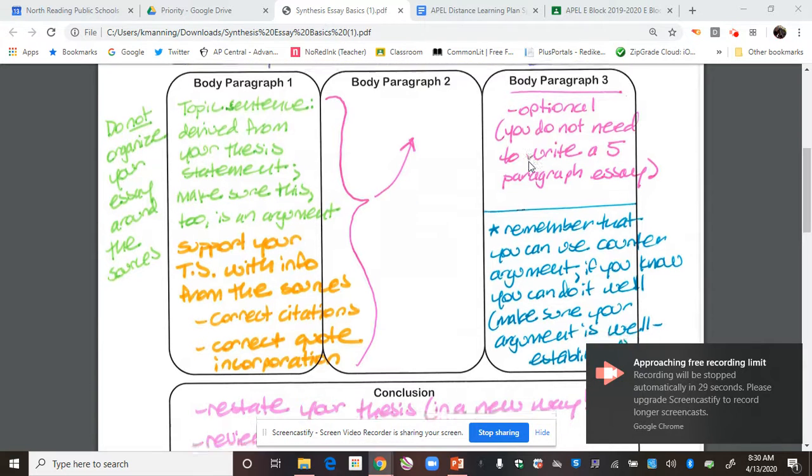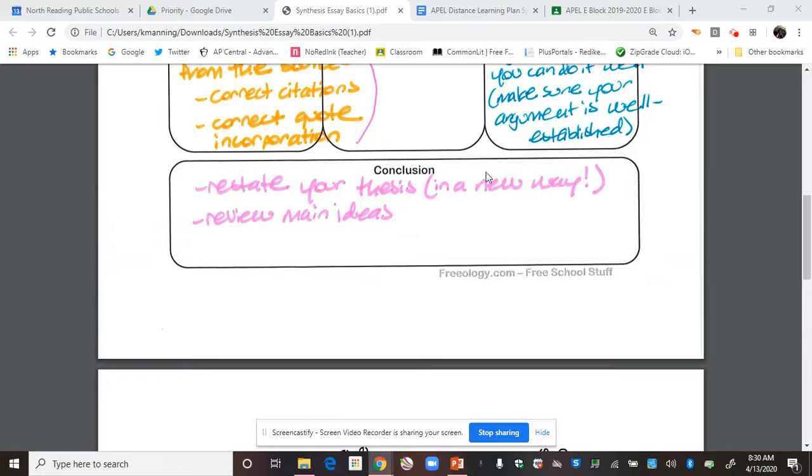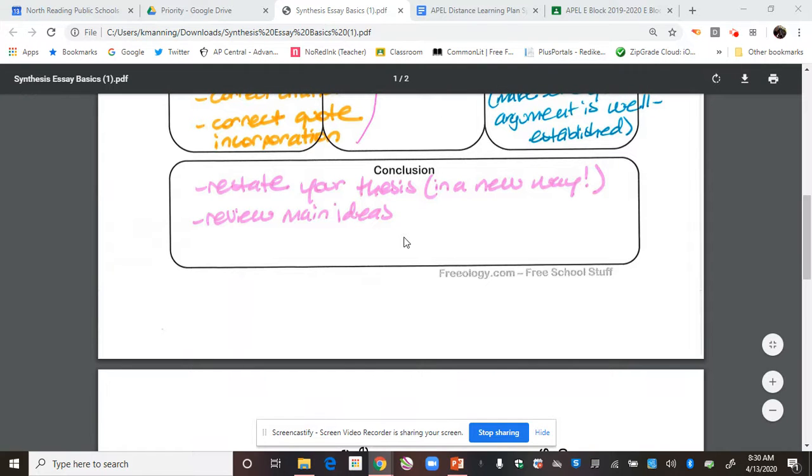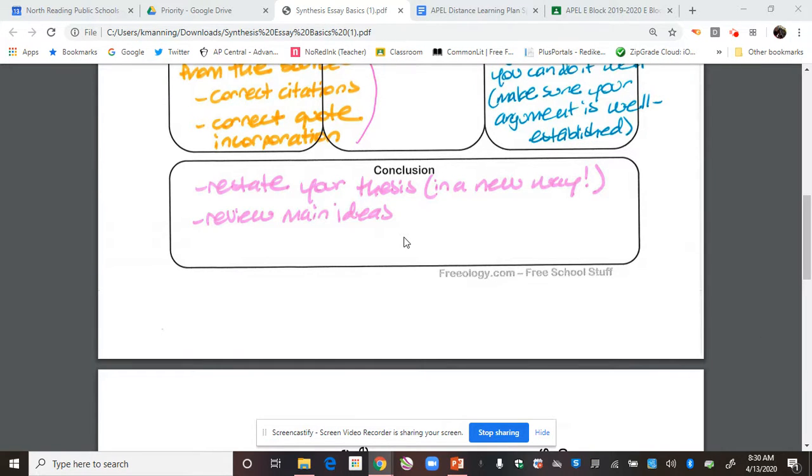And then conclusion, again, nothing new here. Restate your thesis in a new way and review main ideas. Feel free to keep it very short for the New York Times editorial contest. And that's it.